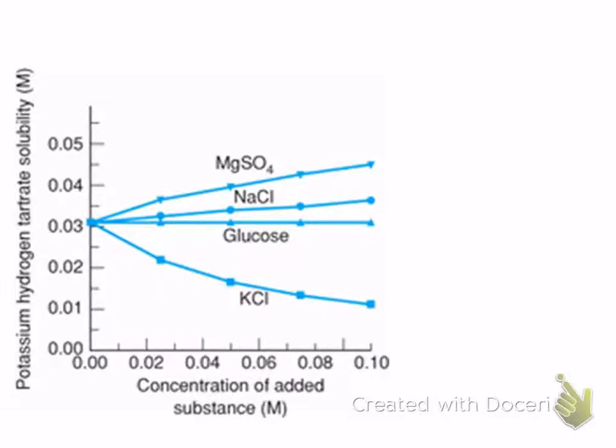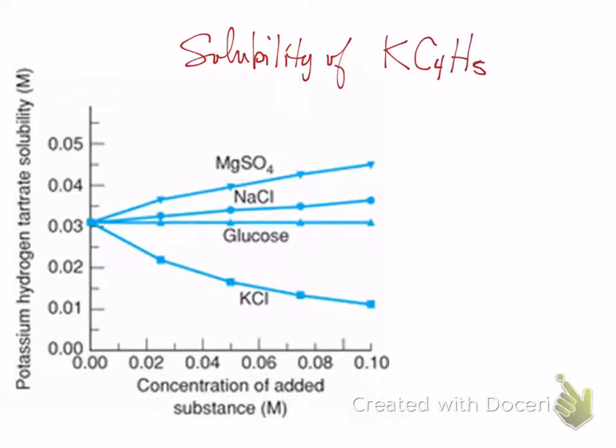Now, the plot that we're looking at is actually representing the solubility of potassium hydrogen tartrate. So we've got that on the y-axis. We've got the concentration of added substance, each labeled on their respective lines, on the x-axis. And so what we're taking a look at is what happens to this solubility of the potassium hydrogen tartrate as we add various amounts or increasing amounts of other compounds.